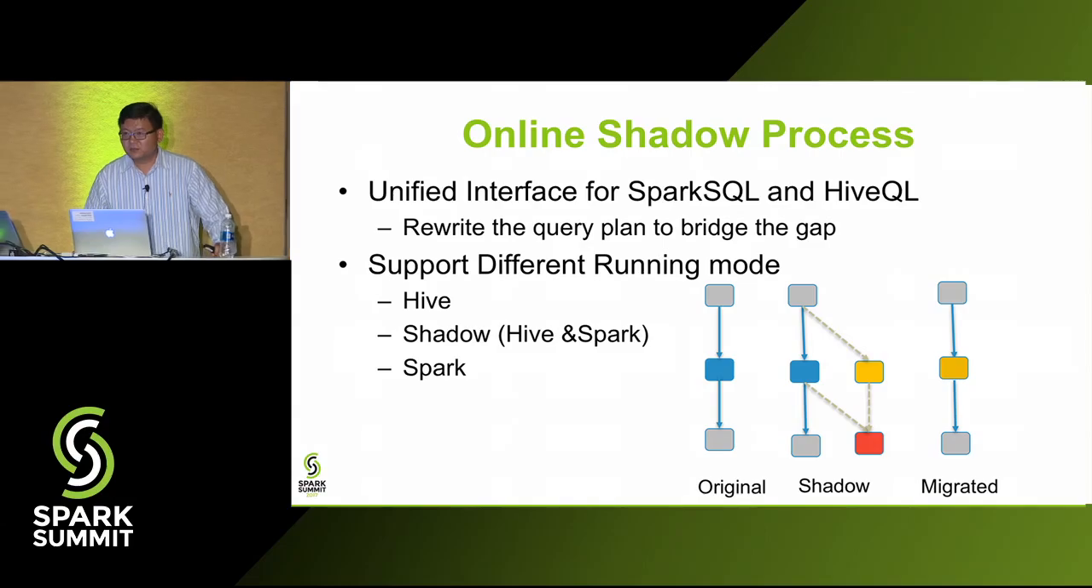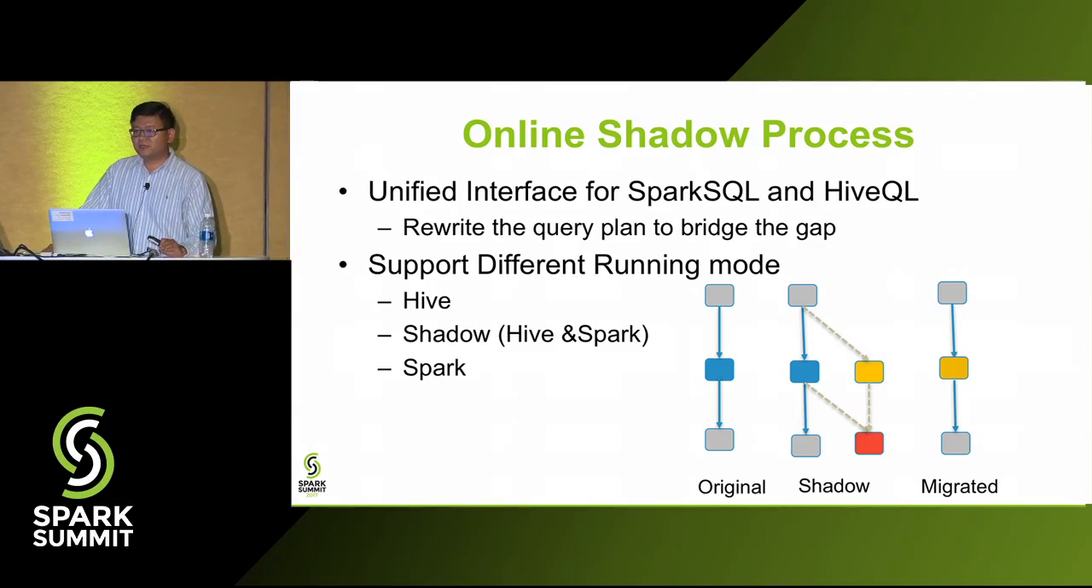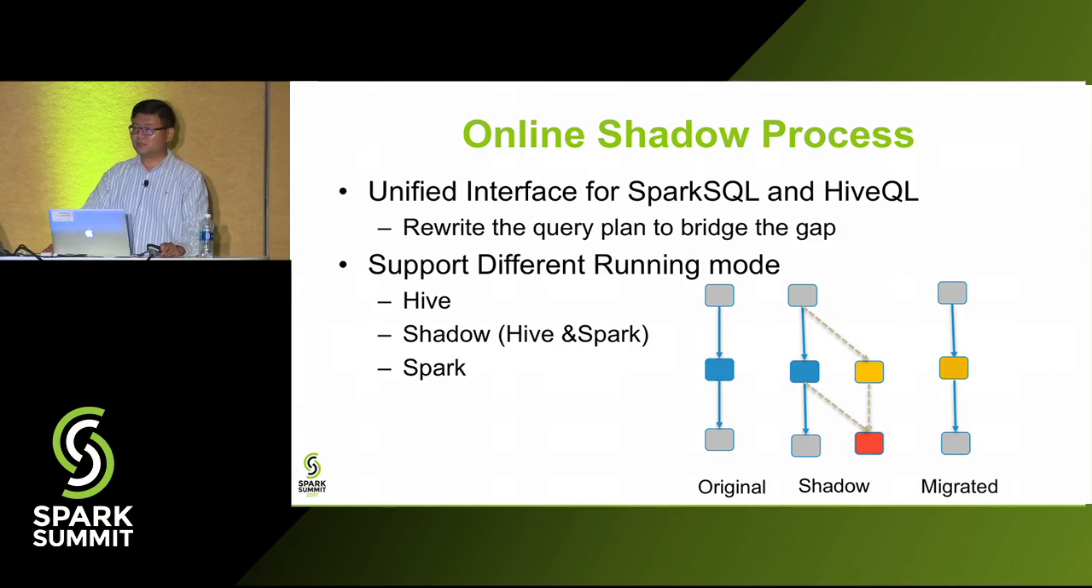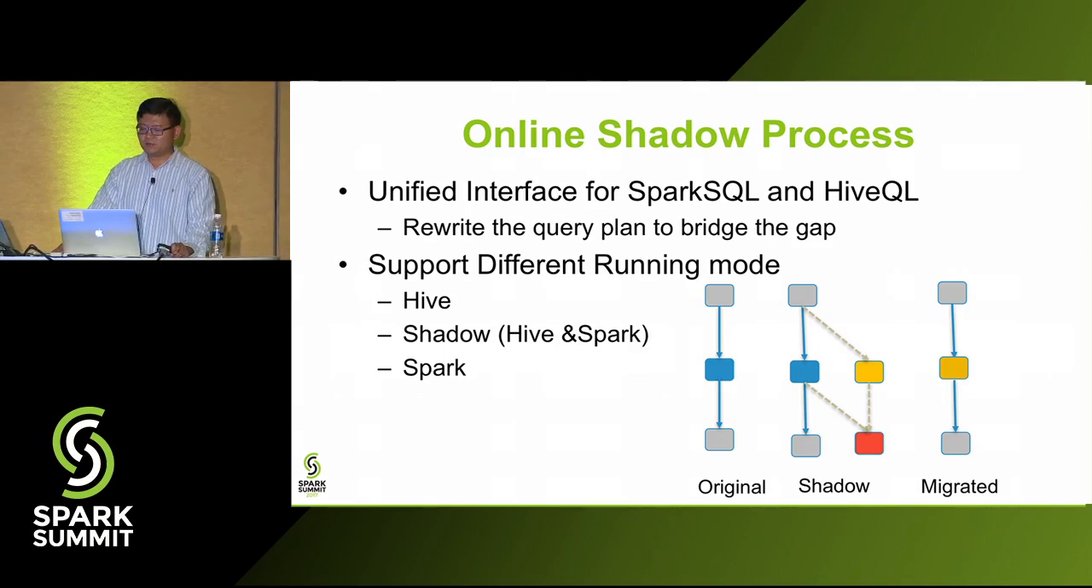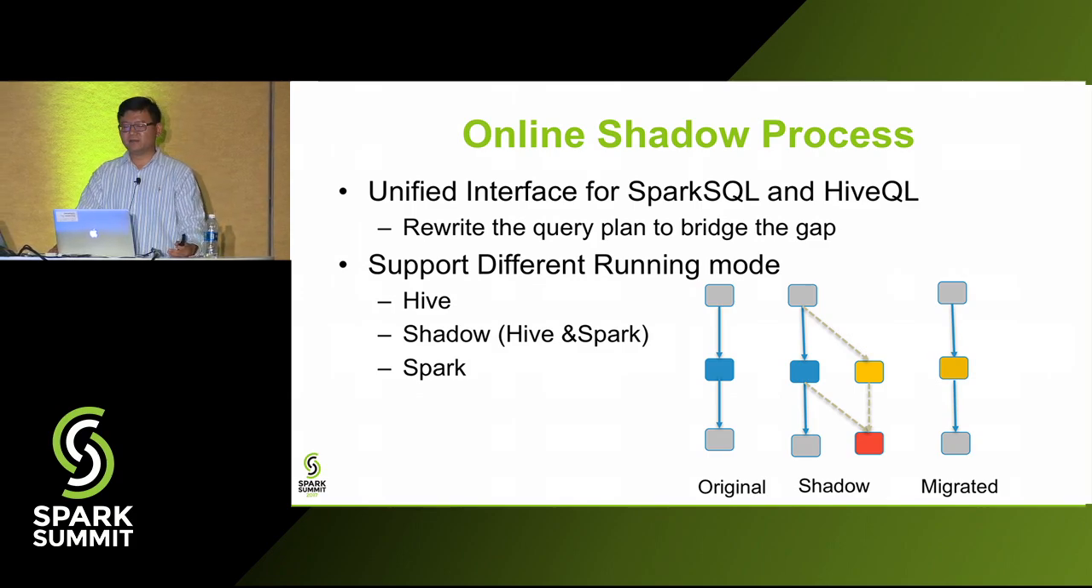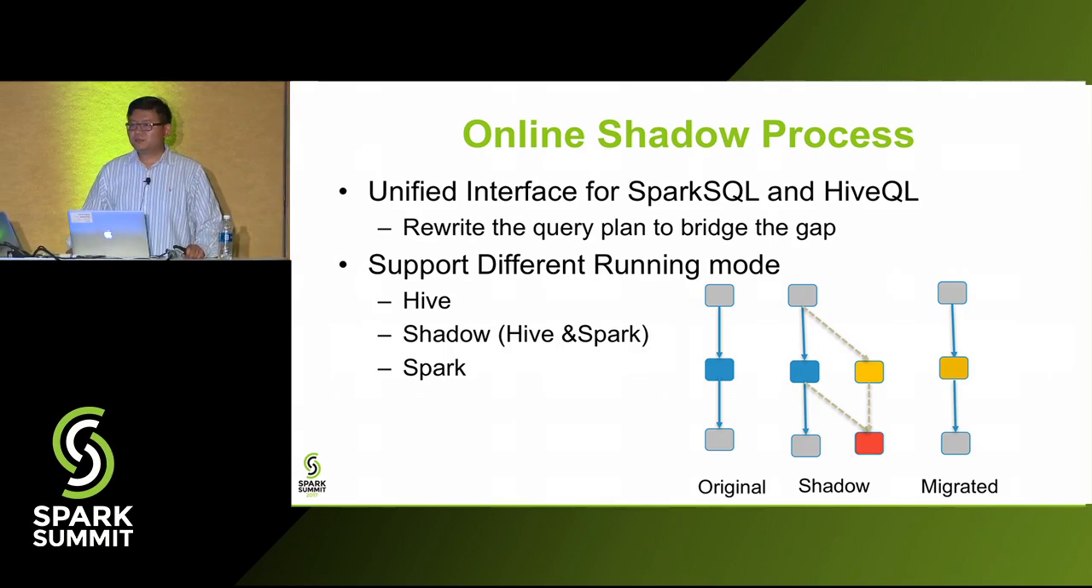In detail, because all those queries are originally written in HiveQL, there is some inconsistency between SparkSQL and HiveQL. When we do the migration, we don't want to change the SQL itself. So we have to have some internal rule to rewrite the query plan to bridge this gap. Then we have an operator to change from the original Hive operator to some shadow operator.